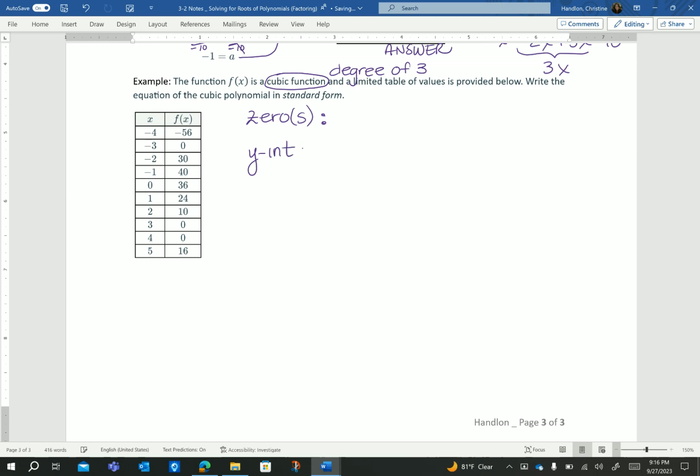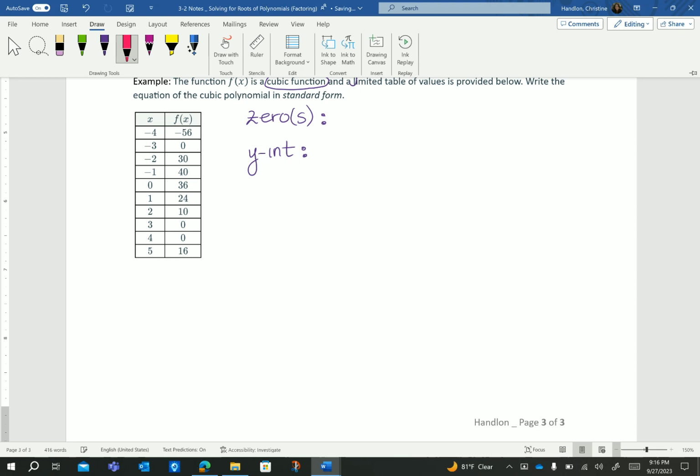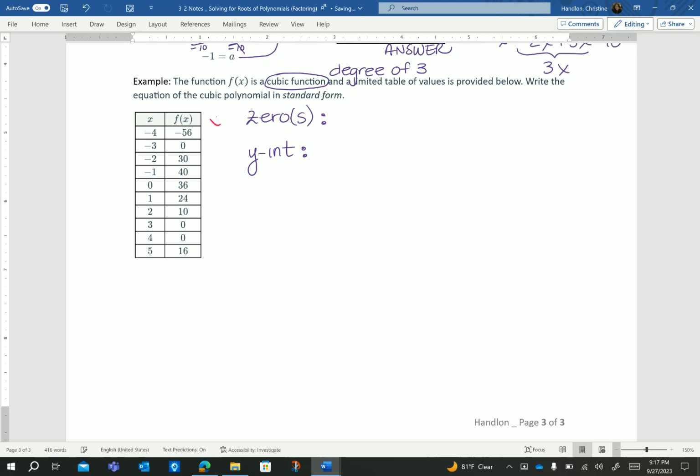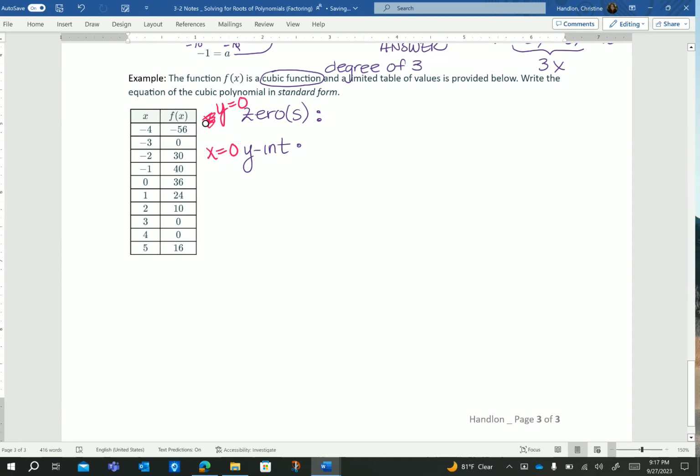Okay? Now, what you guys have to remember with zeros is that, I'm going to put this in red here at the side. Zeros are x-intercepts, my bad. Your zeros mean that your y is 0, okay? And y-intercept says that your x is 0, okay?